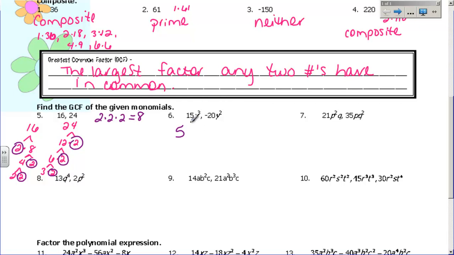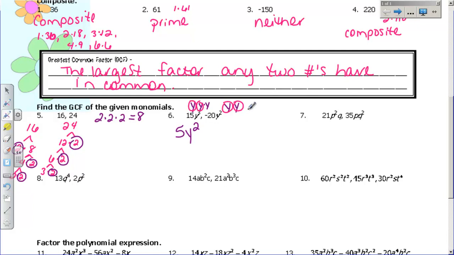Now for my variables, I have y to the third and y squared. If I write these out in expanded form, I have y times y times y for y to the third, and then I have y times y for y squared. Well, let's circle how many they have in common. This one has a y, and this one has a y. This one has another y, and this one has another y. So they have 2 y's in common, which means that my greatest common factor for the y's is going to be y squared because they have y times y in common.